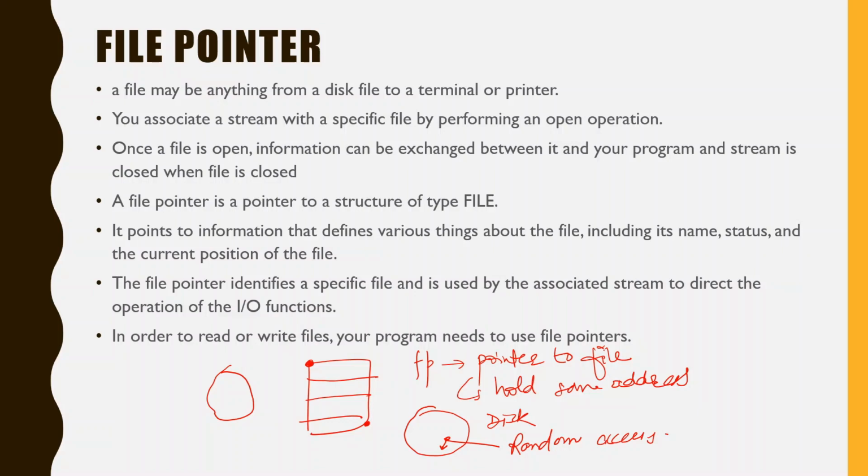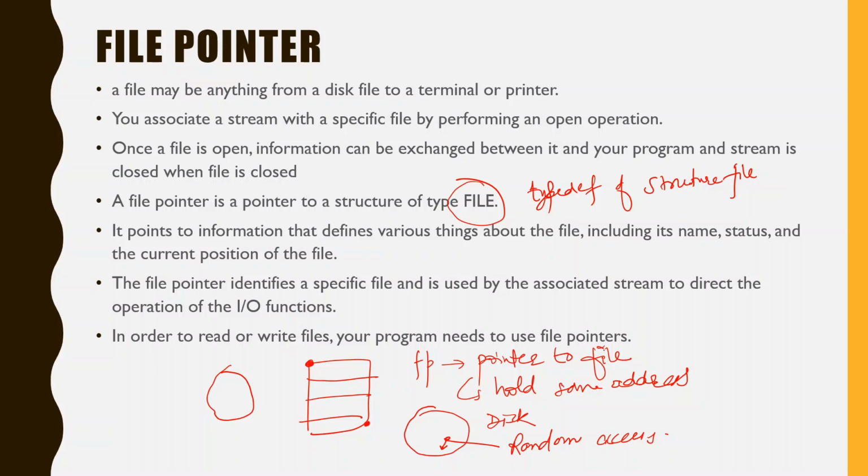Every time we want to access a file data with the help of file stream, we create a file pointer of the type FILE. This FILE is something that is typedef of structure FILE that we saw in the structure mechanism. Then it points to the information that defines various things about the file.